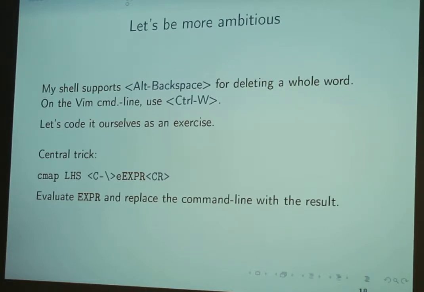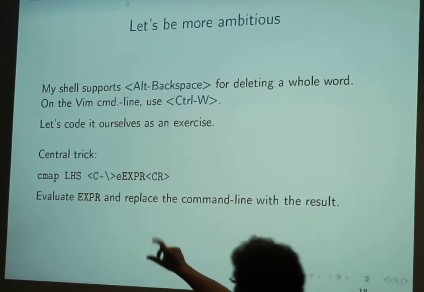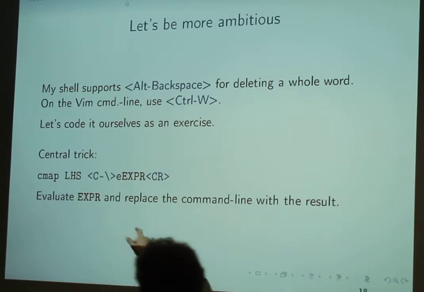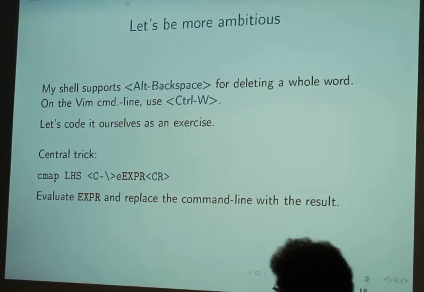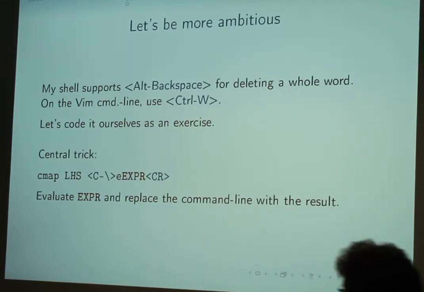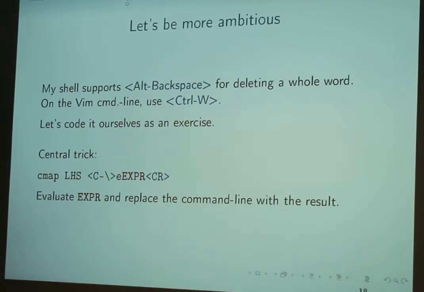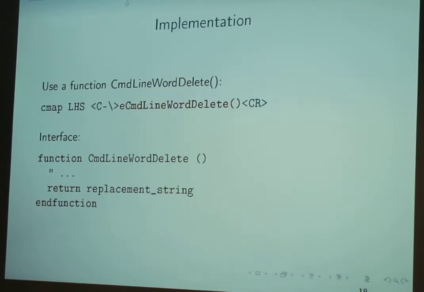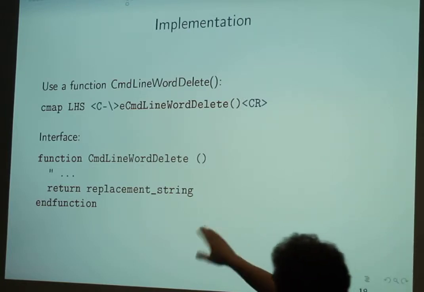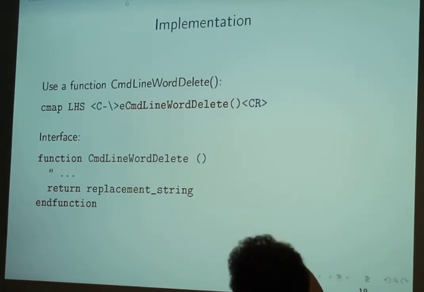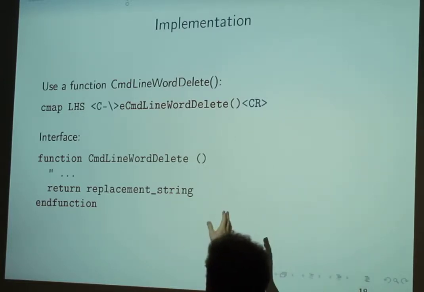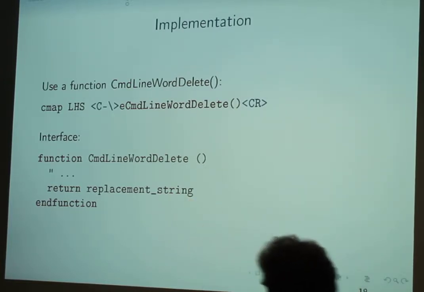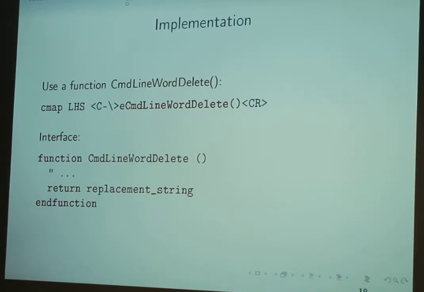So the central trick is this: you can define a map with the left hand side, and then use this special Control-Backspace E character sequence to put it into a mode where it evaluates this expression and replaces the command line with it. So this expression can then be a Vim script function that the command line is replaced with, and this function gets called without arguments and has to return the replacement string.